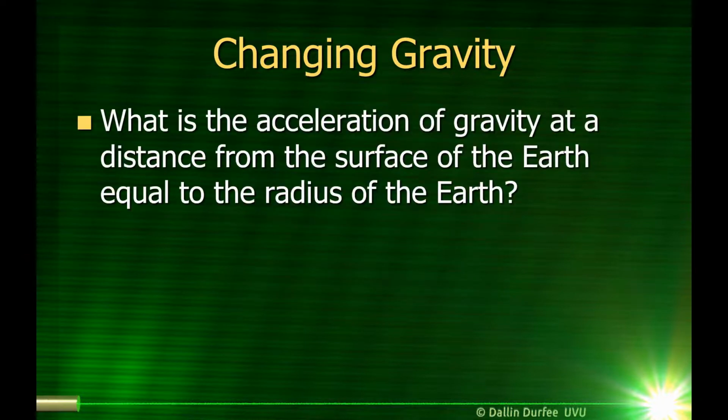So, pretty cool. With that, we can do problems like this. What is the acceleration of gravity at a distance from the surface of the Earth equal to the radius of the Earth? Right now, one Earth radius away from the surface of the Earth, it's really not a good approximation to treat the Earth as a point. But it turns out that for a sphere, the gravitational force is the same as if all the mass of the sphere was concentrated at a point. So now we can work that problem.